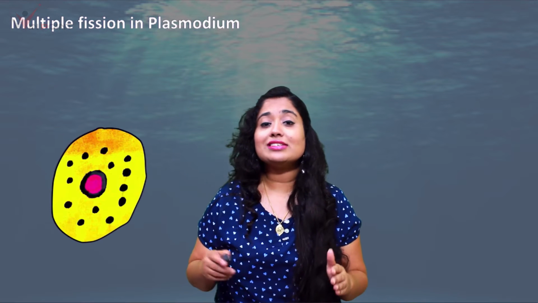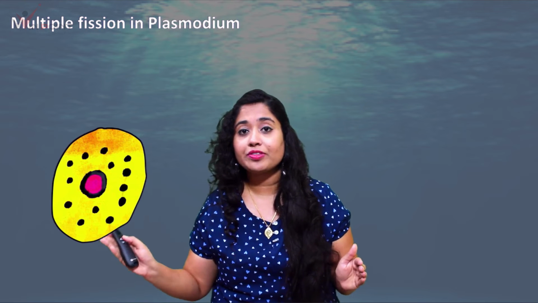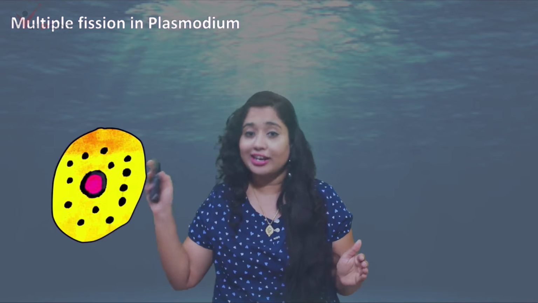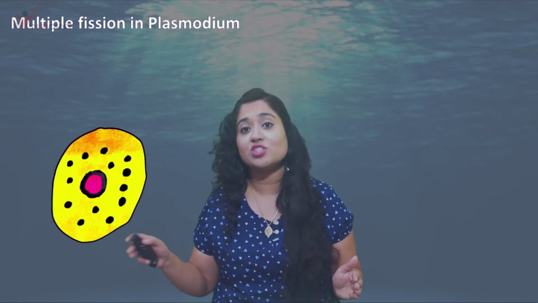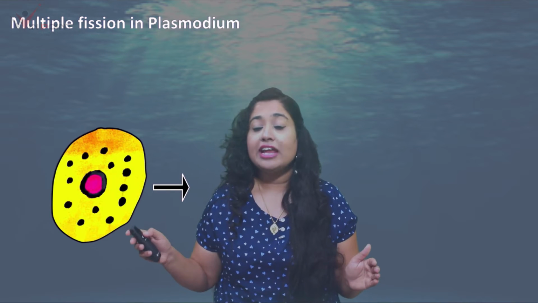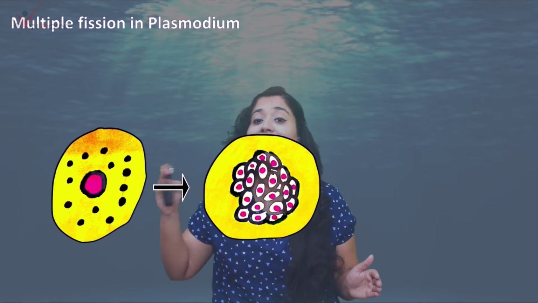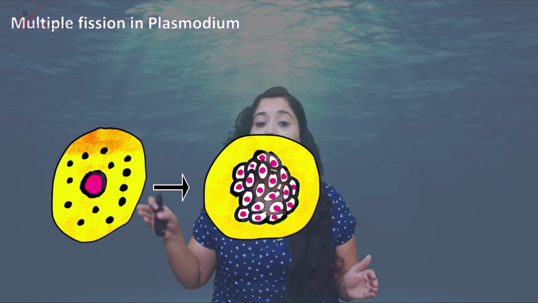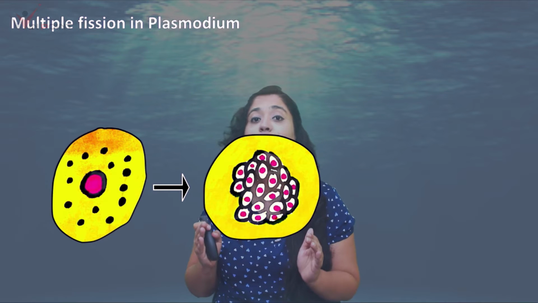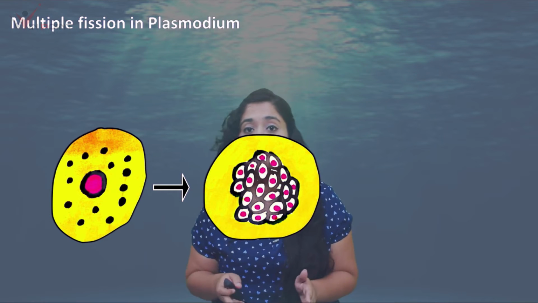Multiple fission in Plasmodium. You can see the structure of a Plasmodium. It has one nucleus and cytoplasm, surrounded by a membrane. Later you can see that many nuclei are formed along with the cytoplasm and a membrane inside the body. It forms a central mass.